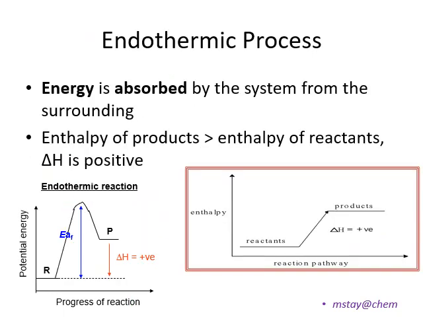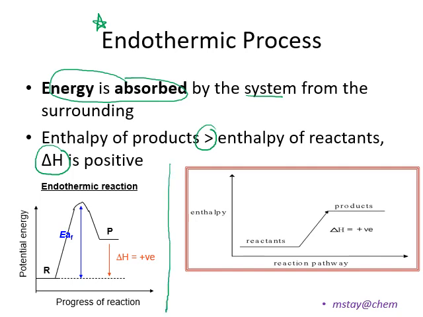For sure, we will also discuss the endothermic process. An endothermic process is a process where energy is absorbed by the system. So the enthalpy of the product will be greater than that of the reactants, and delta H will be positive. This slide also shows two energy profiles for you, one with the activation energy and the other without the activation energy.